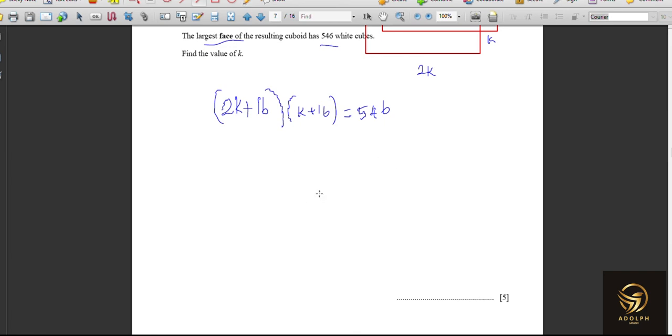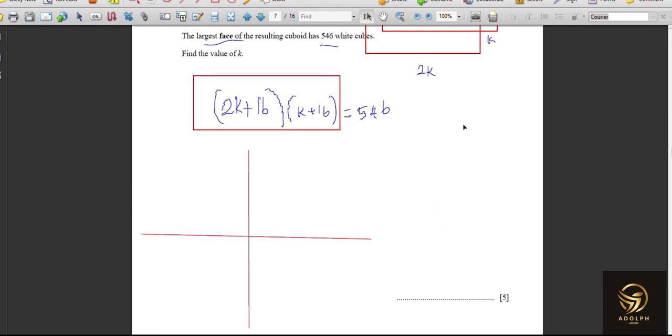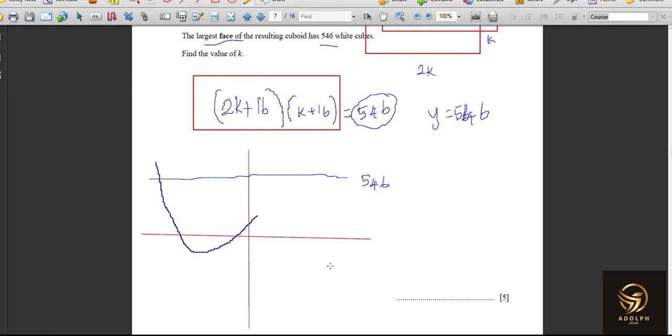Now I'm going to tell you one easy method. Since you are allowed to use the GDC, just type the first equation. Then the second one: you know that if the right side is a constant, then you can say y equals 546 is another equation, and just find the intersection point. So consider that 546 is the line y equals 546, and if you draw the curve, we know it's a quadratic, so it's going to be a parabola. So it will intersect at this point.